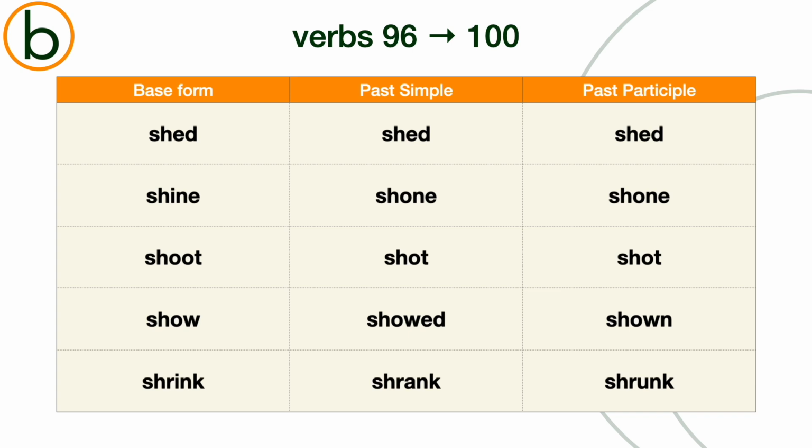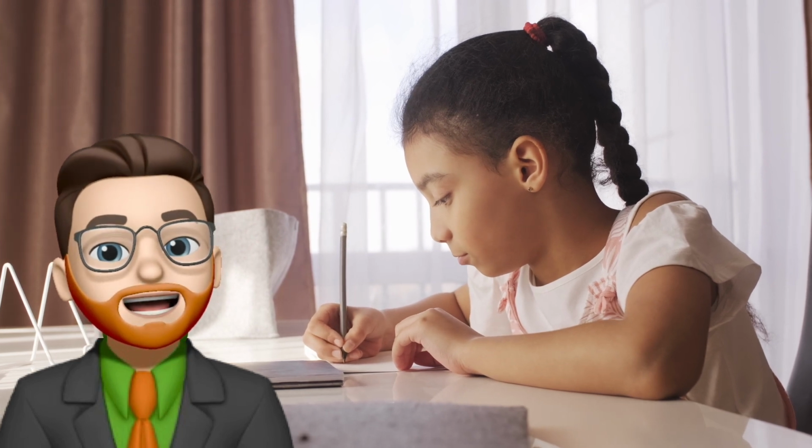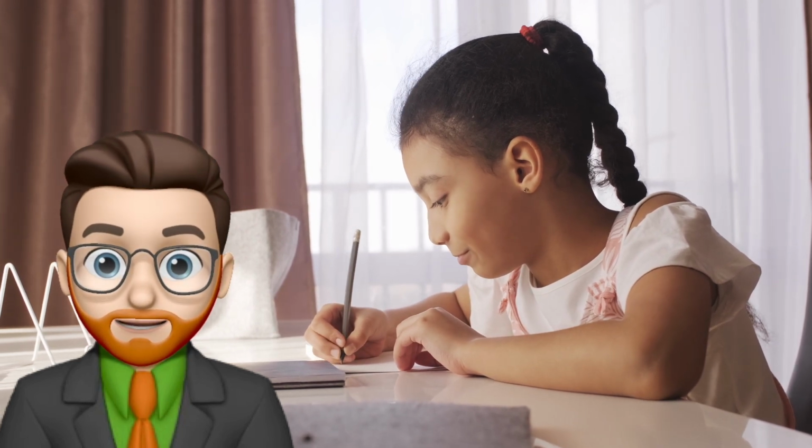Shed, shed, shed. Shine, shone, shone. Shoot, shot, shot. Show, showed, shown. Shrink, shrank, shrunk. Now you know how to conjugate and pronounce these irregular verbs.